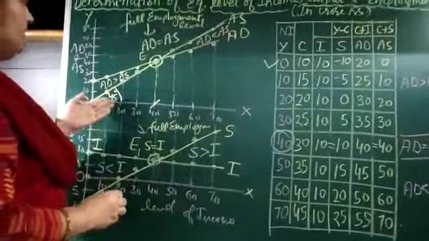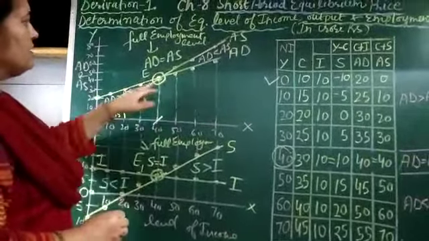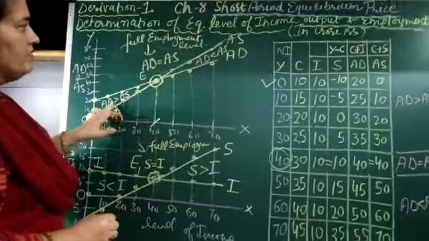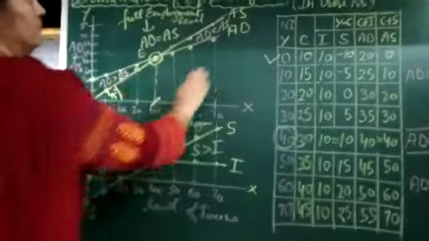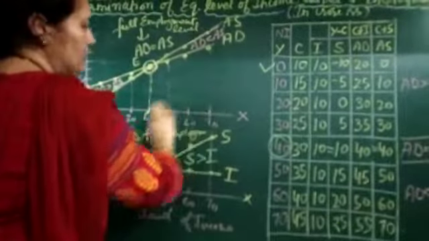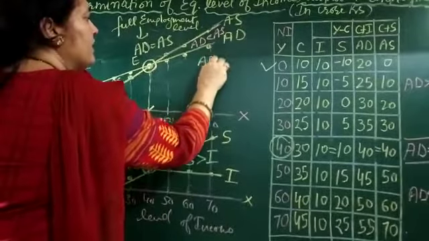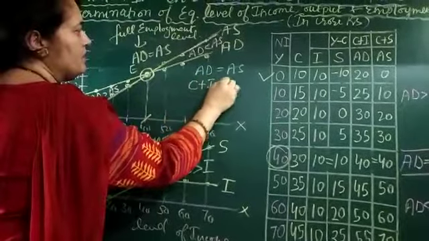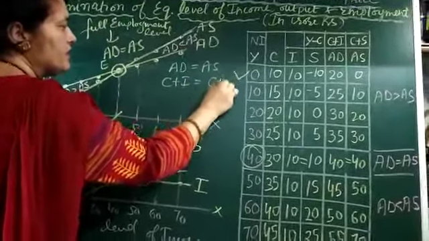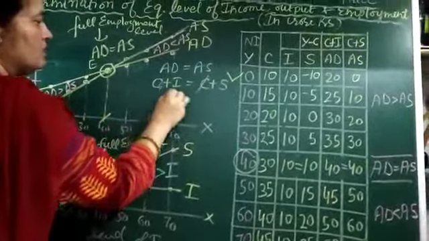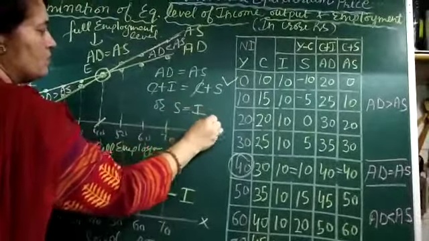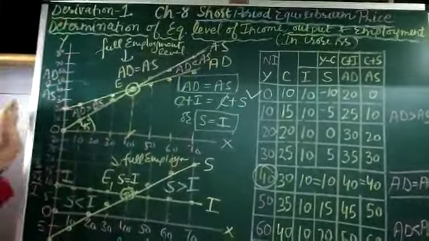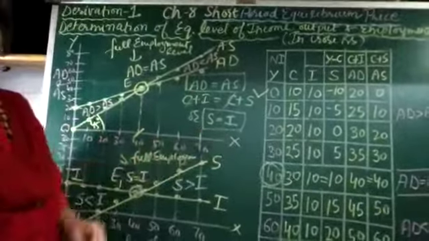So J.M. Keynes indicates that there are three situations: AD is equal to AS, AD is less than AS, or AD is greater than AS. And we can derive this equilibrium level with the equation aggregate demand is equal to aggregate supply. Aggregate demand means consumption plus investment is equal to aggregate supply, which is consumption plus savings, or savings is equal to investment. So this is the equilibrium level of income, output and employment. Aggregate demand is equal to aggregate supply, or savings is equal to investment.